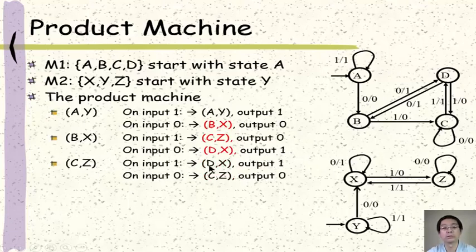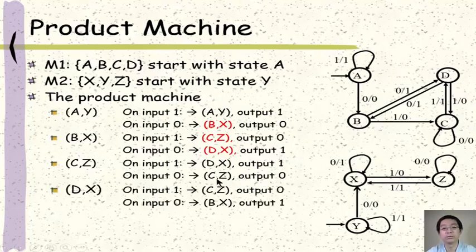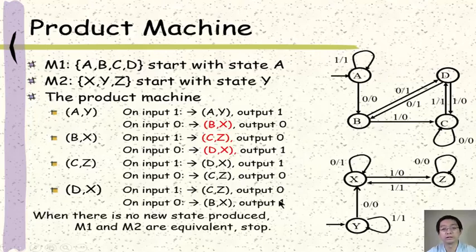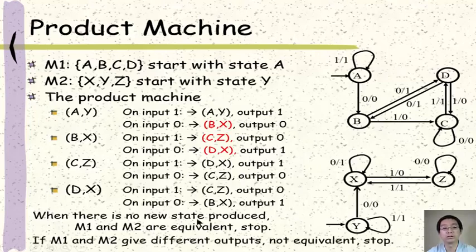We check their next state based on different inputs, and whether they agree on their output or not. Eventually we'll stop when no new state can be produced. And along the way, they always agree on their output. So in this case, we see that M1 and M2, these two state machines, are equivalent. However, if at a certain point the two state machines disagree on their output, then by definition they are not equivalent, and we can stop by claiming the two state machines are not equivalent. This is a very systematic approach, and it can be easily fully automated.